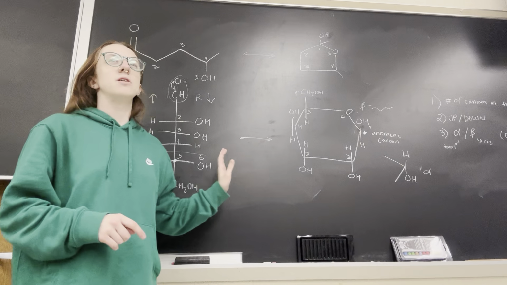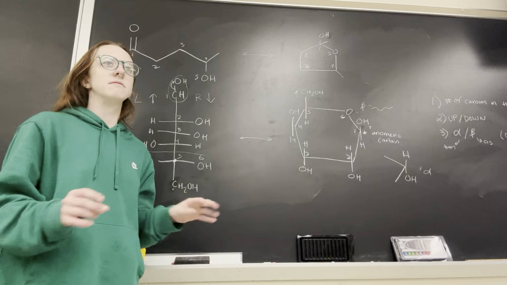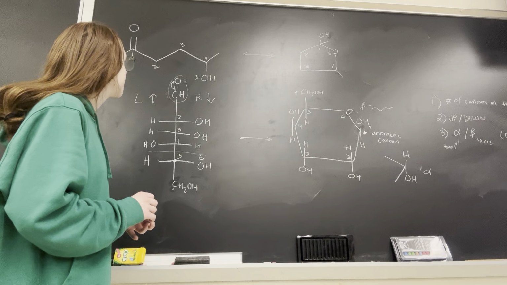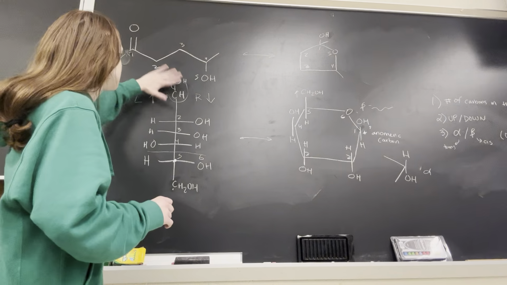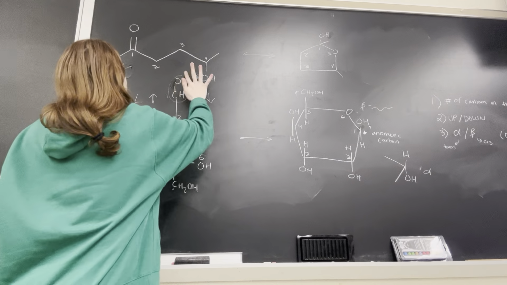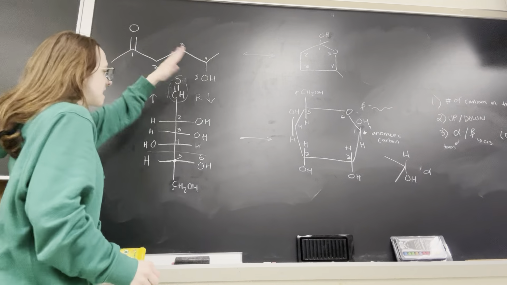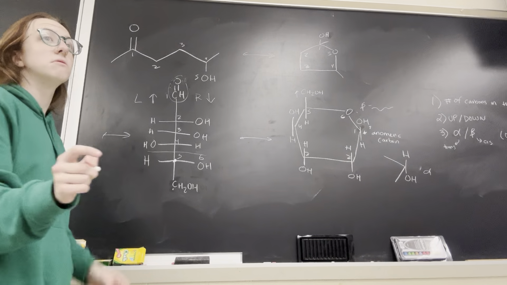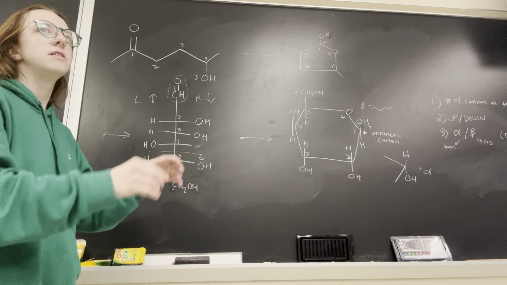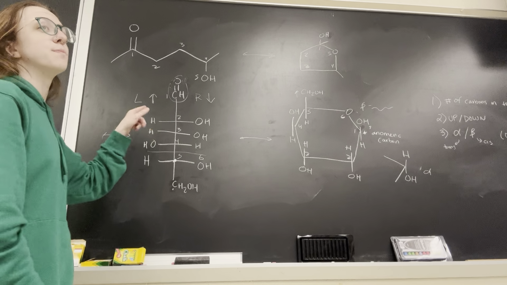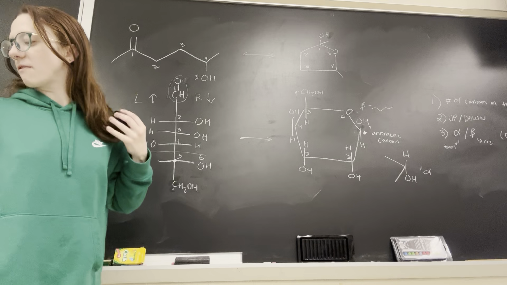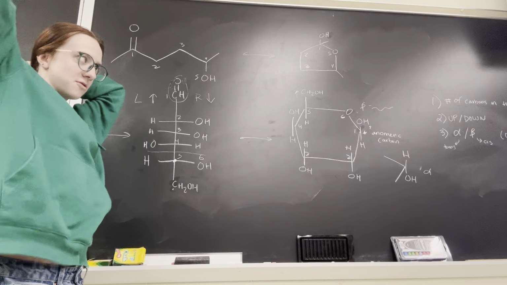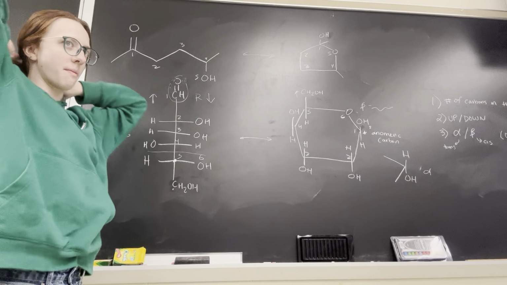Any questions about this? I know this first example is a lot. How do you determine alpha versus beta for the top though? Oh, for this? This right here cannot be alpha or beta. She will give you the Fisher projection, and she will say, draw alpha or beta.